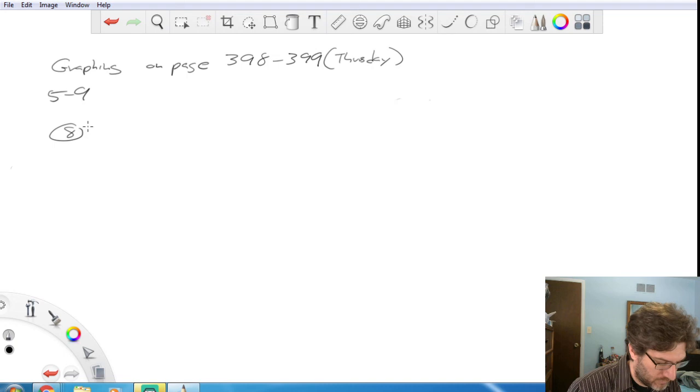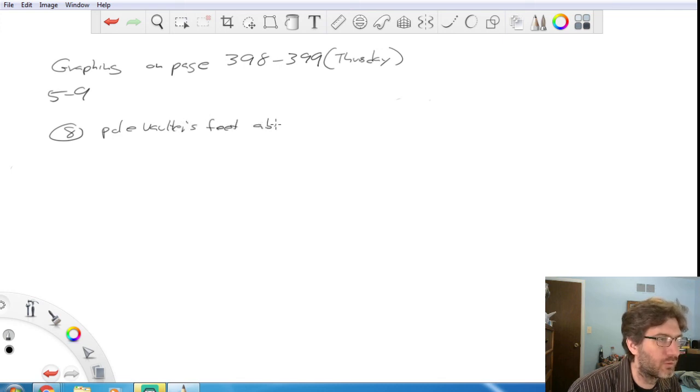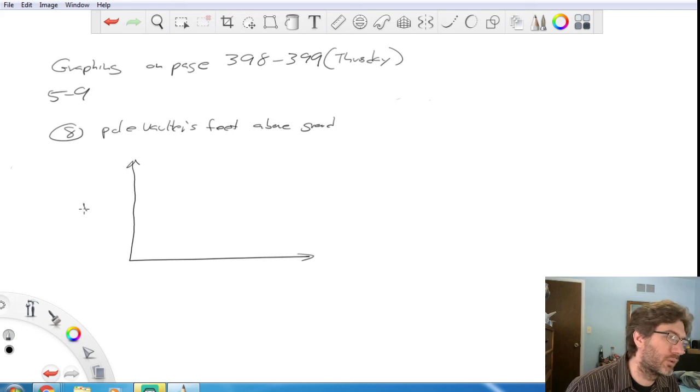Number 8 is the distance above ground of a pole vaulter's feet at the track meet. Okay. So this is, I spell pole vaulter. This is going to be distance above ground now, and this is going to be time.